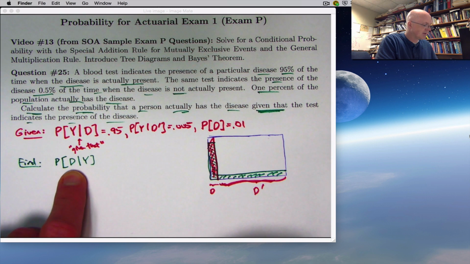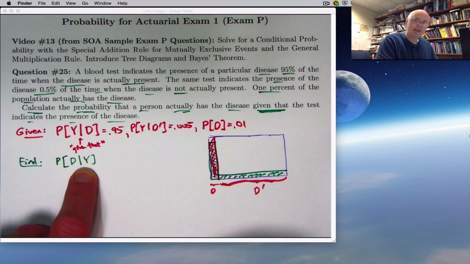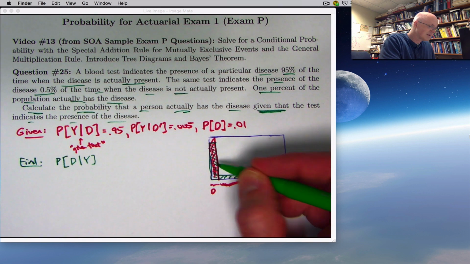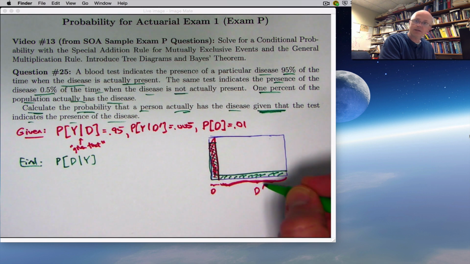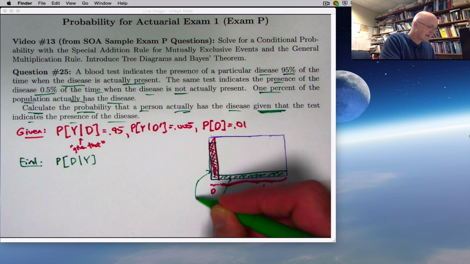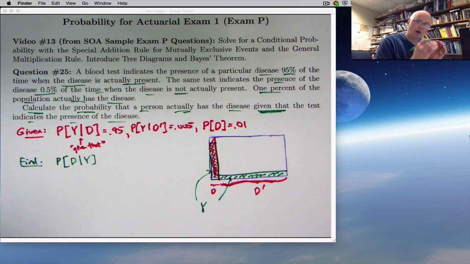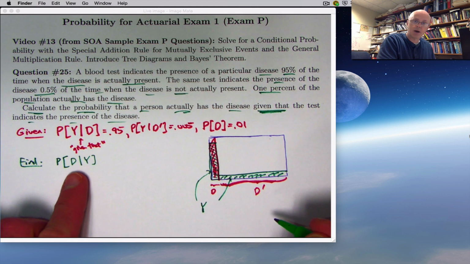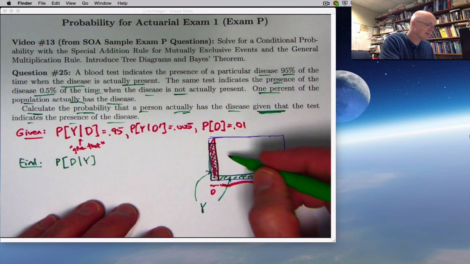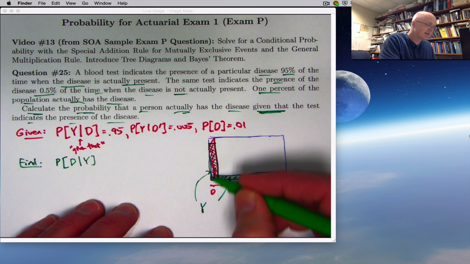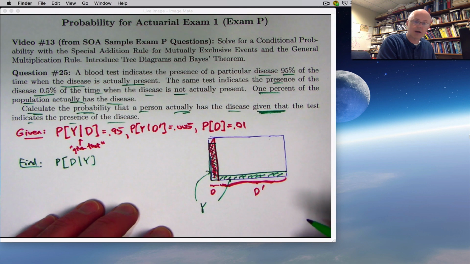Now think about what we want to find. We want to find the conditional probability of having the disease if it is given or known that the test comes back positive. Yes, you have the disease. That would be a situation where you're in one of these green rectangles. The green rectangles here mean the test comes back positive. So you've shrunk the sample space to being in this L-shaped region here. The question now is, what is the probability that you have the disease? Thinking in terms of areas, it would be the area of this rectangle compared to the entire area of the two rectangles combined.